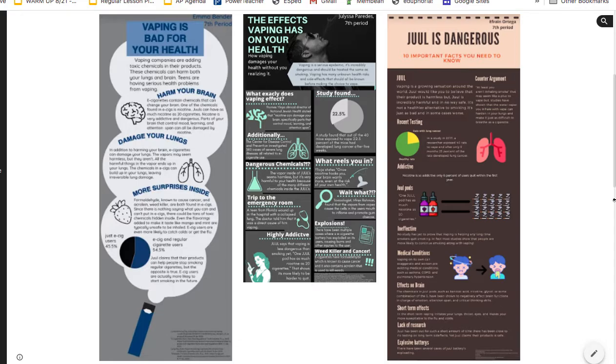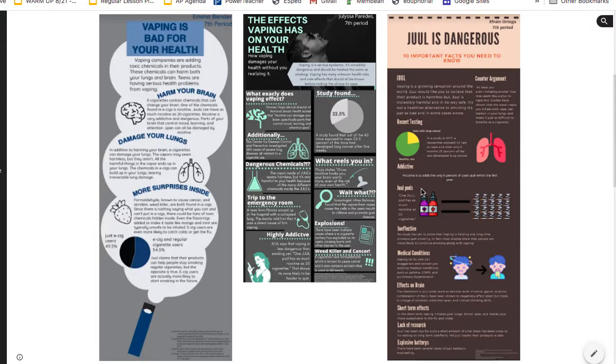Okay. I also want you to notice that there are colors on here. Now, there are different color schemes on each one of these. These students chose some more muted color schemes with some of the grays and black and some darker colors, but the color choice is yours. You get to choose the color.